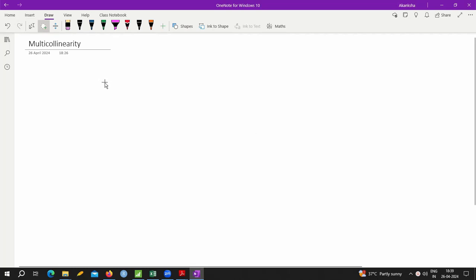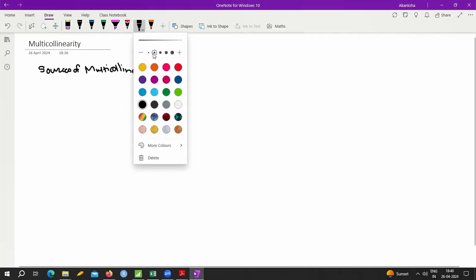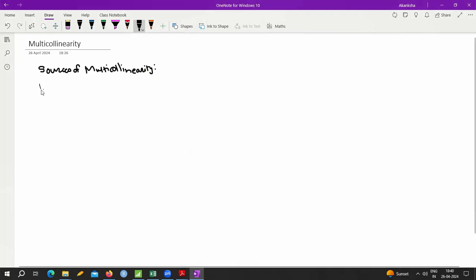Okay, so first let us study what are the various sources of multicollinearity. So there are four primary sources of multicollinearity. Let me list the first one. The first one is the data collection method. Okay. What may happen is the data that we have might be having some issues.